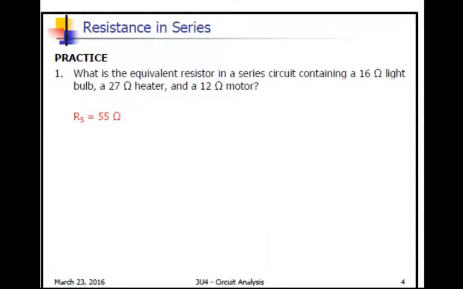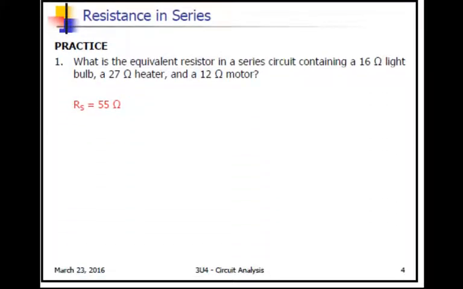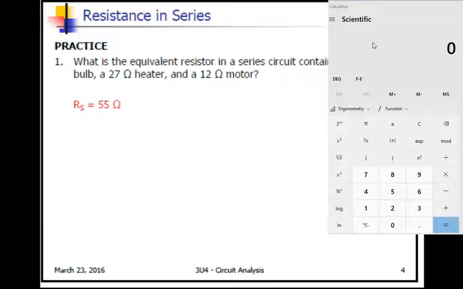So here's a question. It says we have a 16 ohm light bulb, a 27 ohm heater, and a 12 ohm motor, all connected in a series circuit. What is the total resistance of that circuit? In this case it's just 16 plus 27 plus 12. 55 ohms is the R equivalent, or the R total.